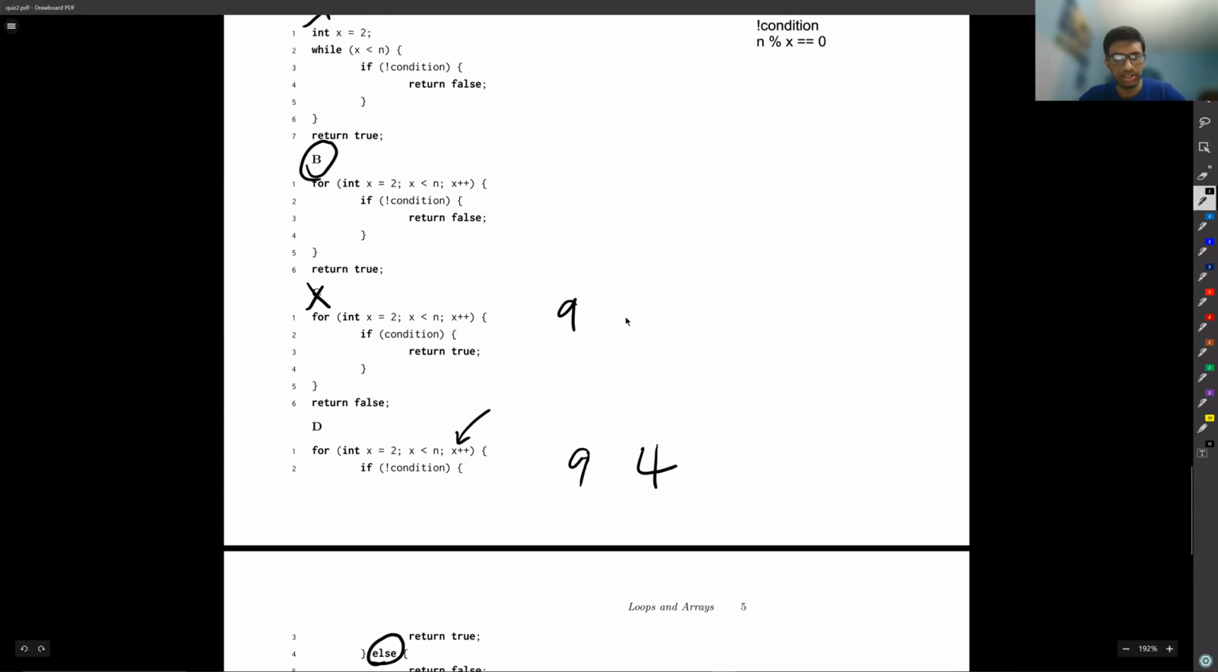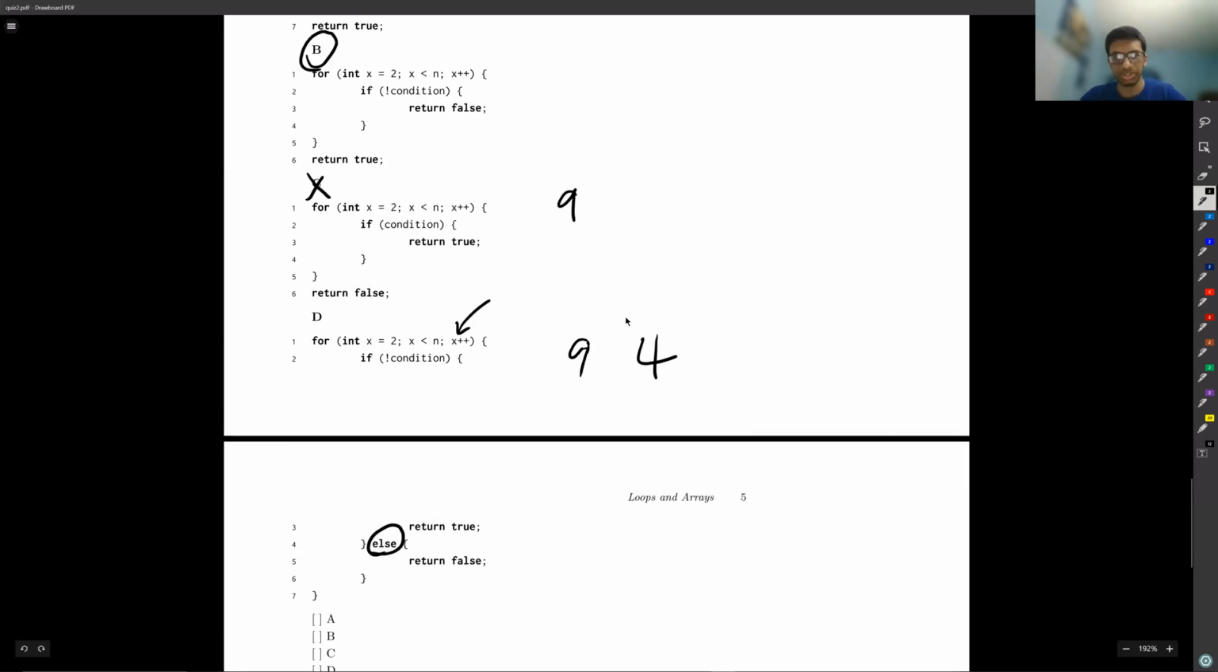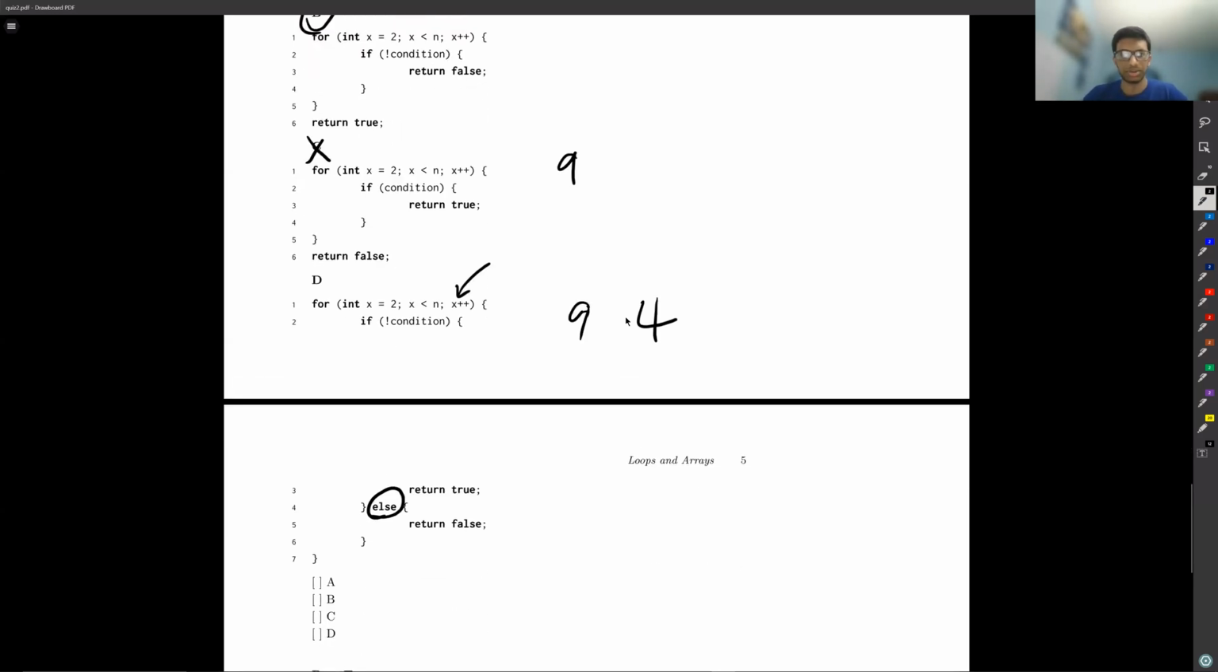So now I check the same not condition. Is 4 as n mod 2, is that equal to 0? Well, it is equal to 0. But the issue is now we're returning true. So there's a couple of different ways that you can think about this one, as to why D doesn't work.